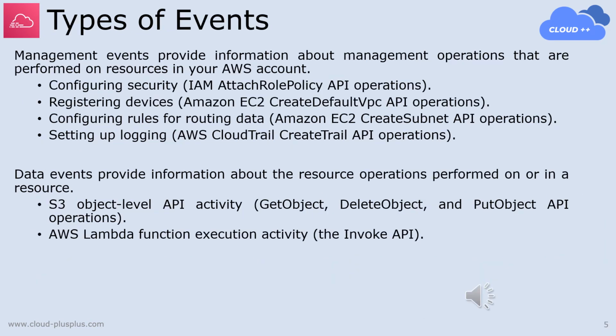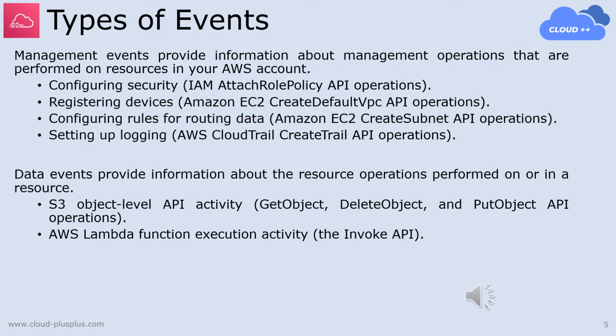Management events provide information about management operations that are performed on resources in your AWS account. For example, configuring security by attaching an IAM policy through API operations. Configuring rules for routing data through EC2 to create subnet API operations. Setting up logging through Create Trail API operations. These events are limited to management events with create, modify, and delete API calls and account activity.